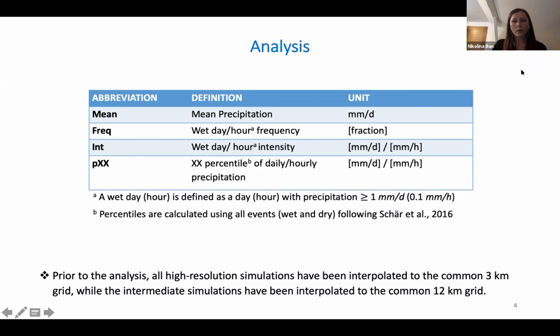Before we do any kind of analysis, we remap, interpolate all this high resolution data to a common 3-kilometer grid. And the intermediate simulations, we interpolate them to a common 12-kilometer grid. So after that interpolation is done, we do the calculation of the indices and then the comparison with the observations.